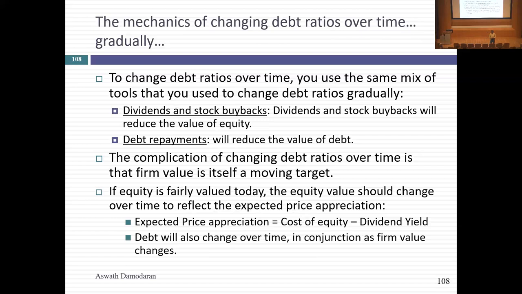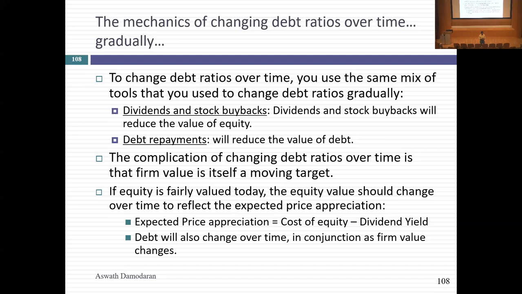Now, if you have the luxury of time and you're trying to bring your debt ratio down over time, there are a couple of things to factor in. One is we know the direction. If you want to reduce equity, you want to do dividends and stock buybacks. If you want to reduce debt, you got to do debt repayments. But here's the challenge. If you change right now, your firm value is given, right? So you know what the value of the firm is. So to go from 20% debt to 40% debt, and your value of the firm is $1 billion, you go from 200 million to 400 million.